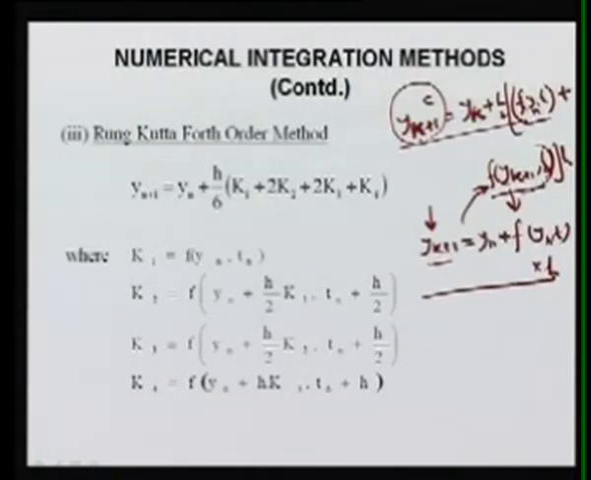Another method is the Runge-Kutta method, and again it is of different orders. There is the second order Runge-Kutta method, the fourth order Runge-Kutta method, and again it depends upon how many Taylor series expansion terms you are going to take.